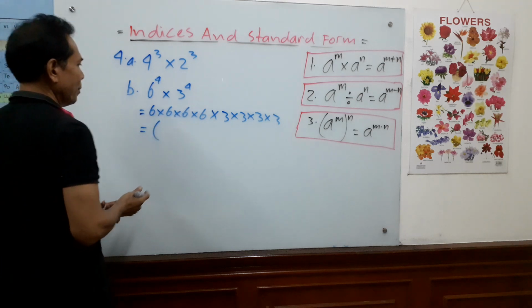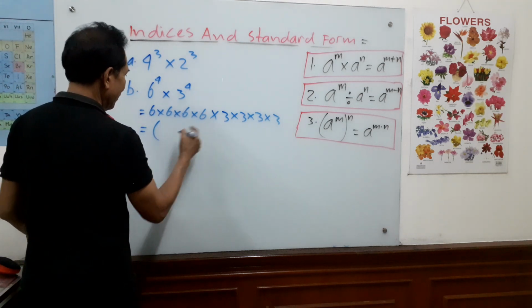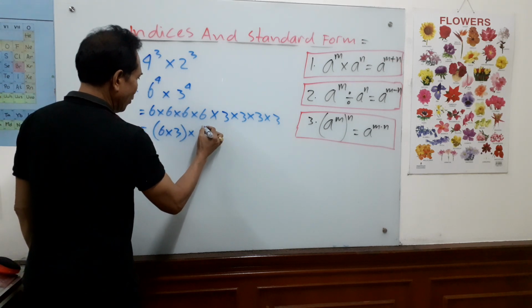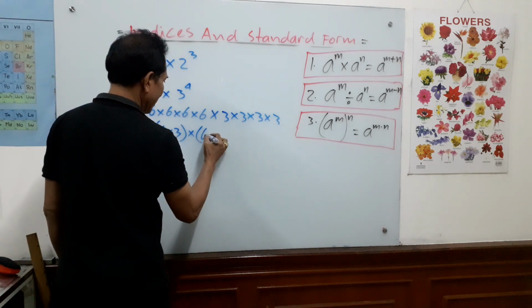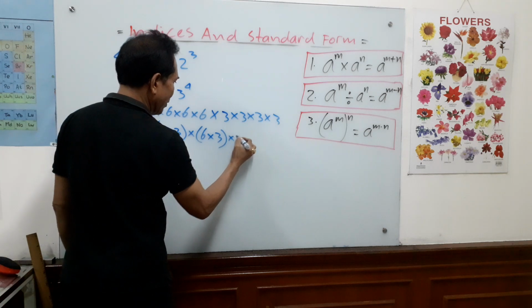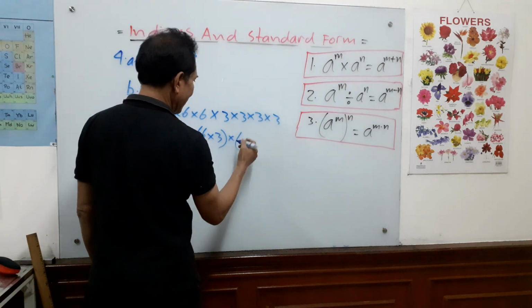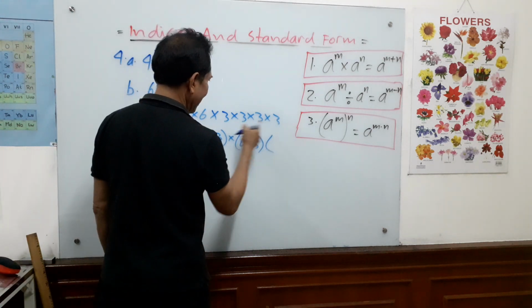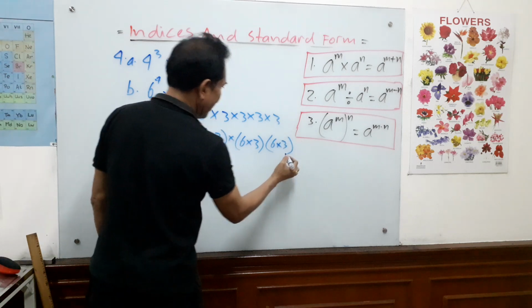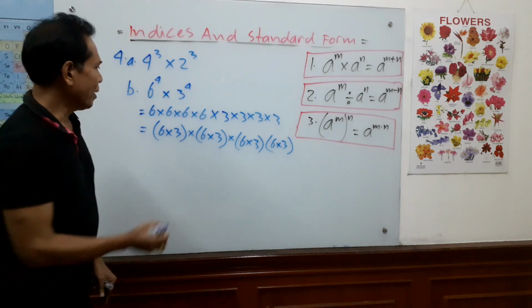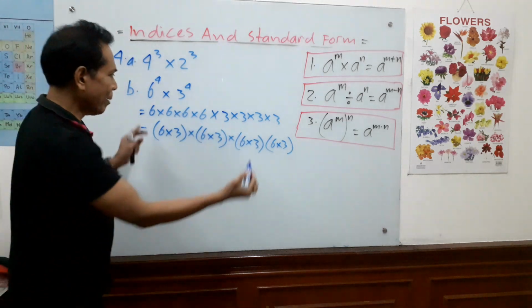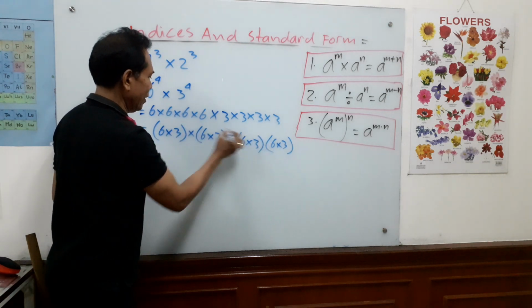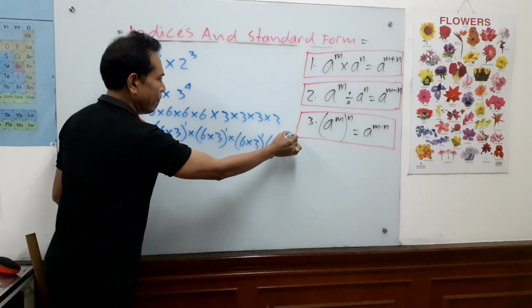Now we bring them together. This 6 and this 3: 6 times 3. We close the bracket, and we open another one for this one and that one: 6 times 3. We close it, and we open the last one, this one and that one: 6 and 3. Now, how many factors do we have here? We have 4, so 1, 2, 3, 4. Remember, power 1 here, 1 here, 1 here.